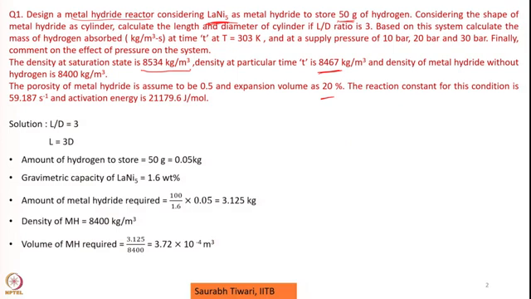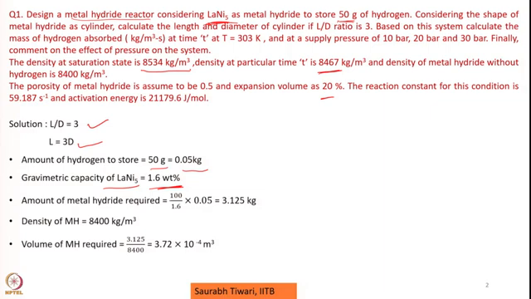So, how will we proceed with this problem? Initially, we have seen that the L/D ratio of 3 is given. So, from here the length is equal to 3 times the diameter of this cylinder. Second, the amount of hydrogen that we need to store is 50 gram, which is 0.05 kg. For the metal hydride LaNi5, the gravimetric capacity is 1.68%, as you have studied in the previous lectures. Now, to store 50 gram of hydrogen in LaNi5, we have to understand what amount of metal hydride is required.